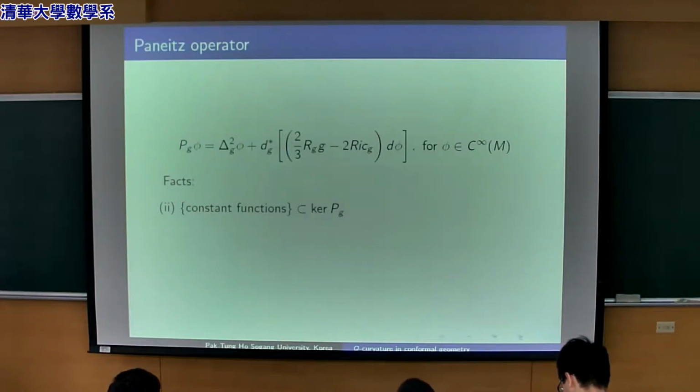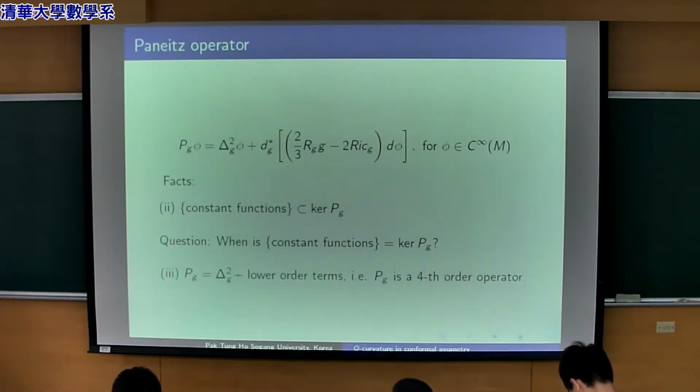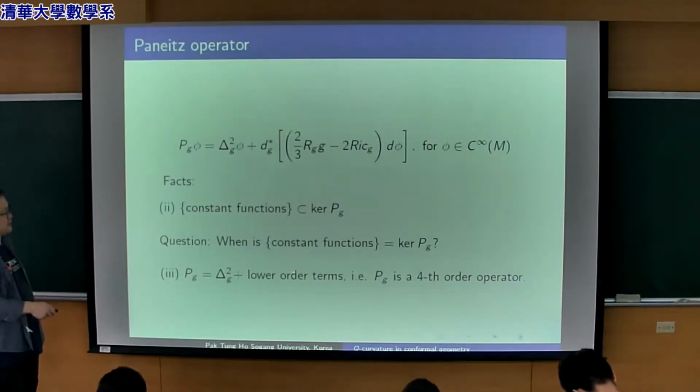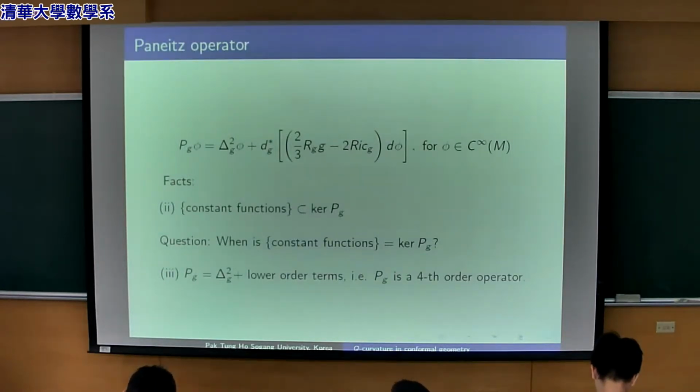In fact, one of the very important questions here is when this will become an equality. We would like to see under what kind of condition we have equality here. This is one of the open questions in this direction. The third property is that the Laplacian squared is the leading term, plus lower order terms, so this is a fourth order operator. From the PDE point of view, that's not so good because it is higher order, but at least it is elliptic, because the leading term is positive.